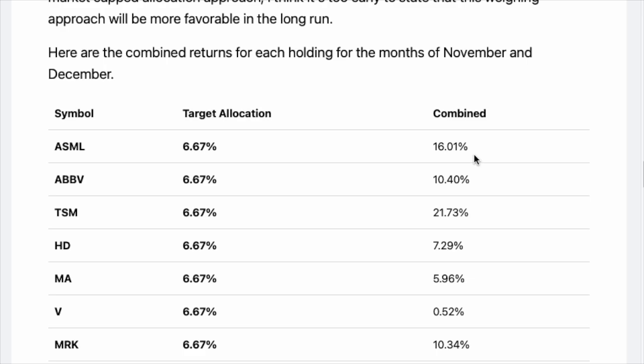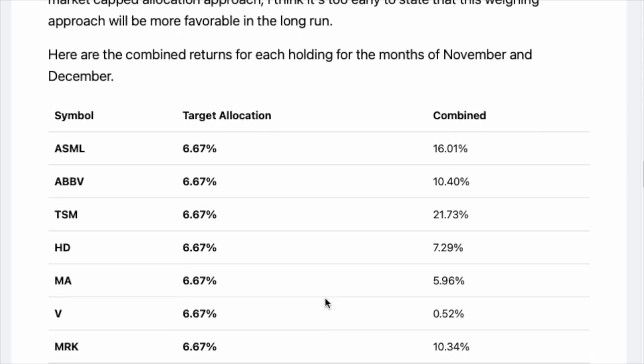Both of these stocks performed very well in November, and even though both posted pretty large losses in December, they are still up quite a bit since inception. The 2 other positions that have double-digit gains are AbbVie and Merck, 2 of the better performers in December. Home Depot is up a little bit more than 7%, and MasterCard is just shy of a 6% return, with Visa being the poorest performing stock out of the top 7, with a gain of 0.52%.